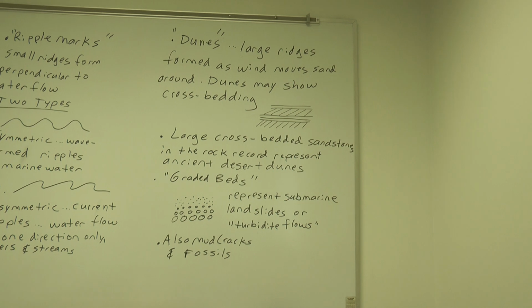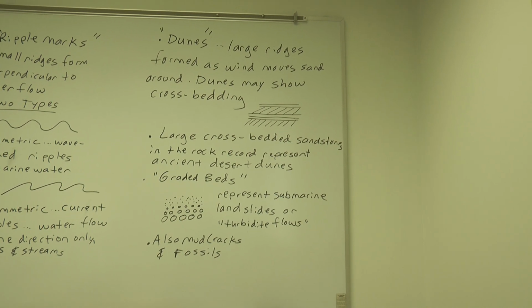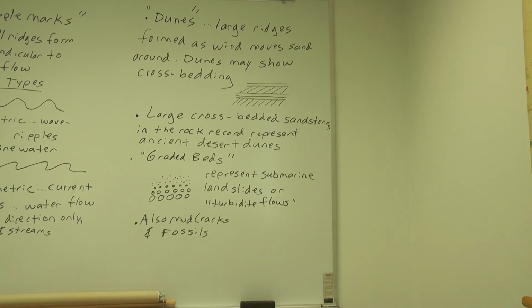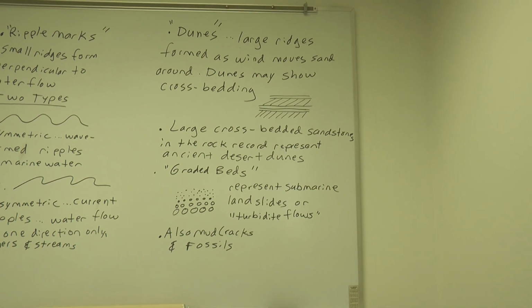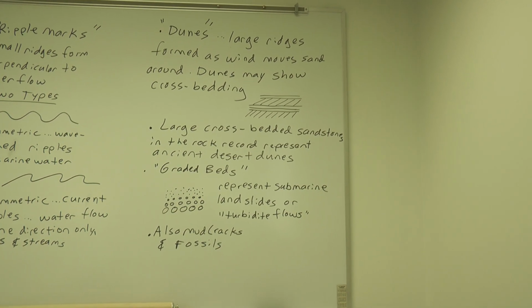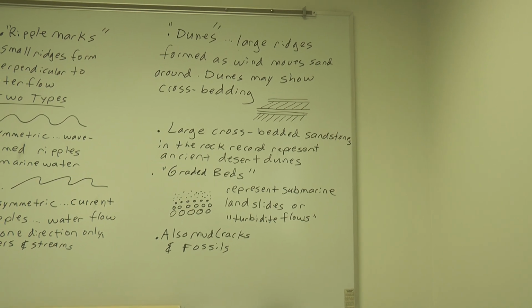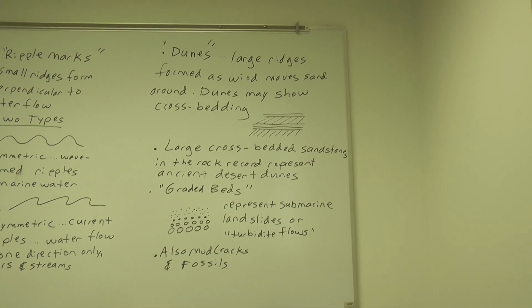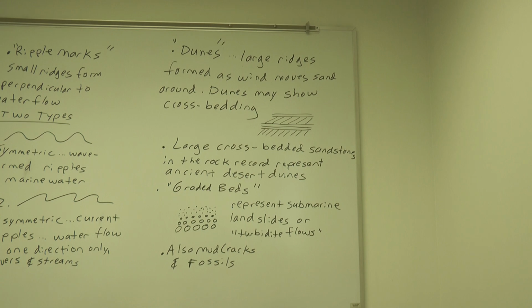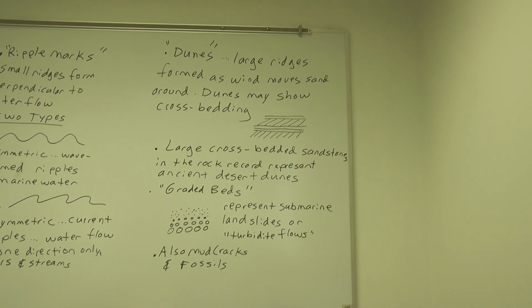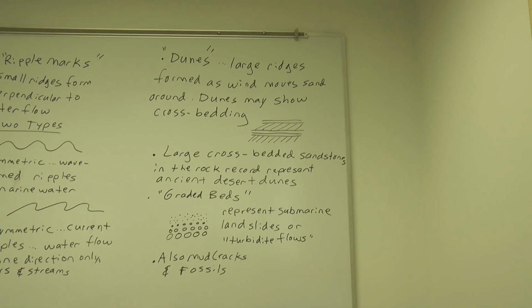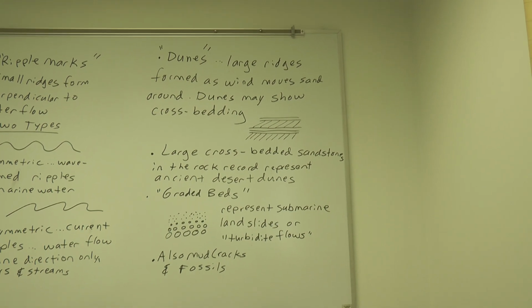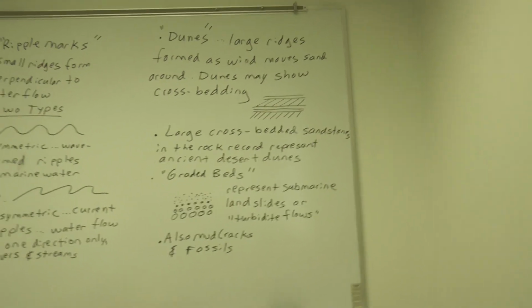When you see graded beds in the rock record, what they represent are submarine landslides, also known as turbidite flows, which may happen on the continental shelves. And if you find mud cracks in the rock record, they represent periods of drying out. So it could be an arid region, or sometimes you might have mud cracks that form on the tidal flats during low tide. Those might also possibly be preserved in the rock record. And of course, fossils. Fossils are definitely considered to be sedimentary structures. So in general, sedimentary structures tell you something about the environment in the past.